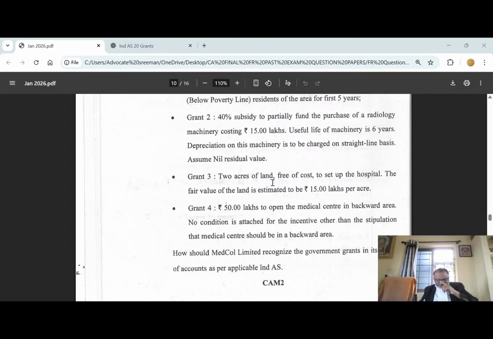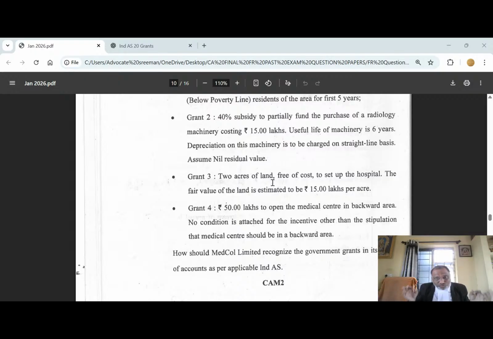See, dear friend, till now we have seen three grants. First, grant number one: it is 20 lakhs for providing free treatment to below poverty line residents for 5 years. The nature of the grant is a grant related to income. Conditions: upon rendering the medical services over a period of 5 years.